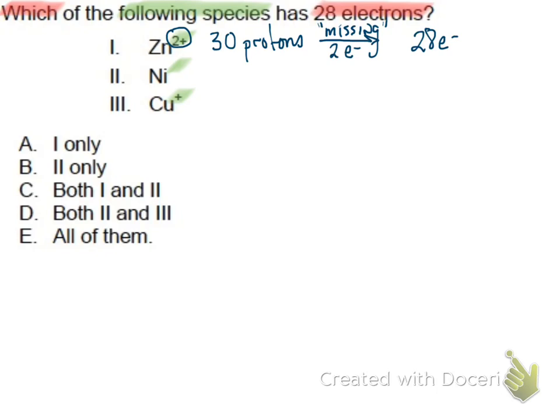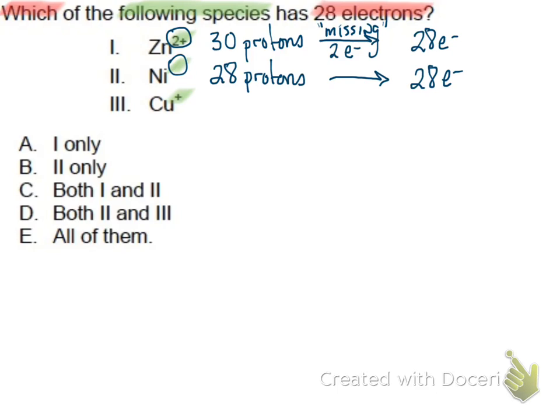Next we can look at nickel. Nickel is element number 28, which means that it has 28 protons. It's not missing any electrons because it's a neutral molecule. There's no charge given here in the upper right. And so that must mean that it also has 28 electrons. And so here we have that answer 1 and answer 2 are correct.